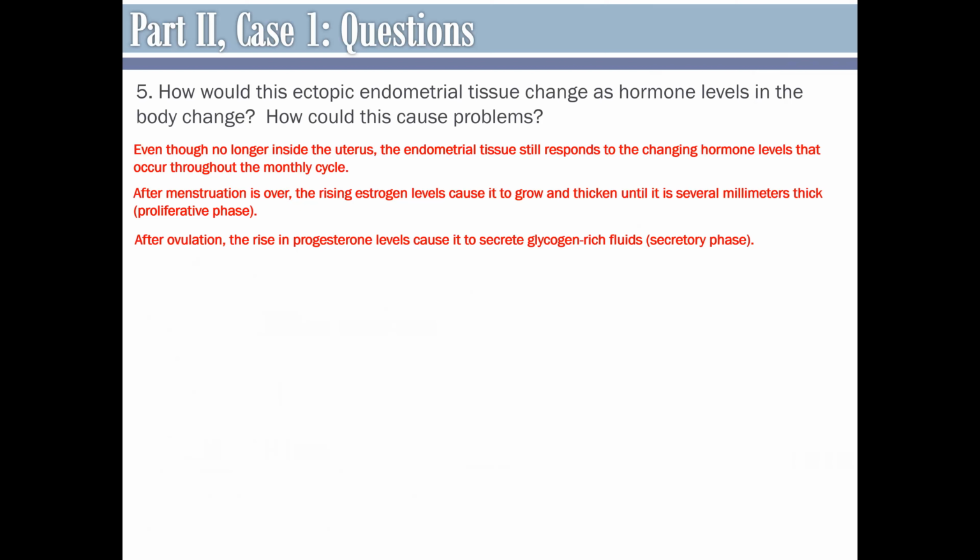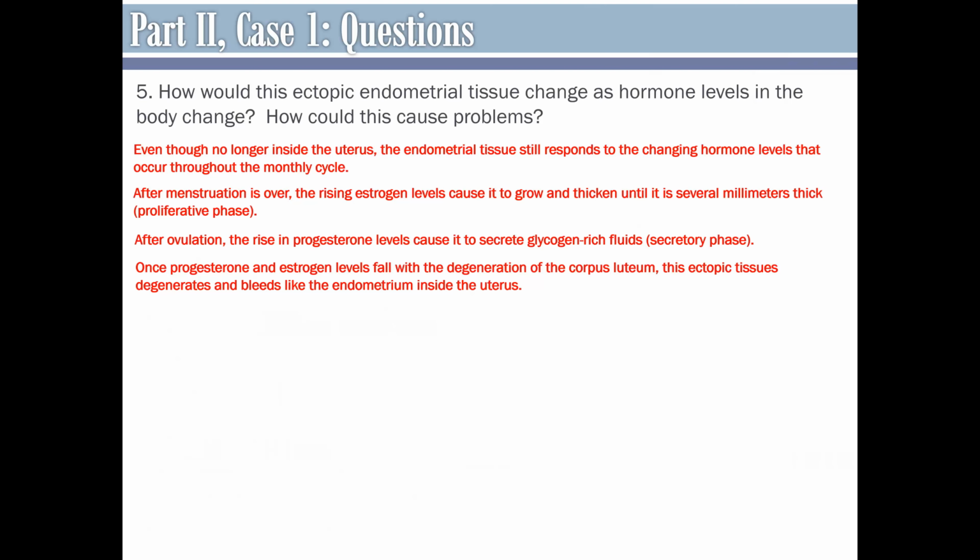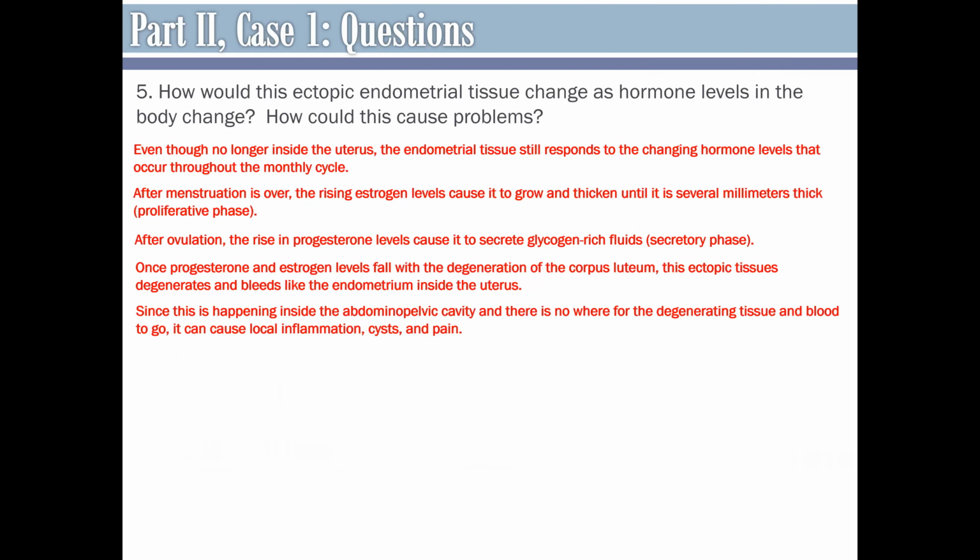So after ovulation, the rise in progesterone levels will cause all of this endometrial tissue to secrete glycogen-rich fluids, which is the secretory phase. And then once progesterone and estrogen levels fall with the degeneration of the corpus luteum, the ectopic tissue will degenerate and bleed, just like the endometrium that is still inside the uterus. Since this is happening inside the abdominal pelvic cavity, and there is nowhere for the degenerating tissue and blood to go, it can cause local inflammation, cysts, and pain.